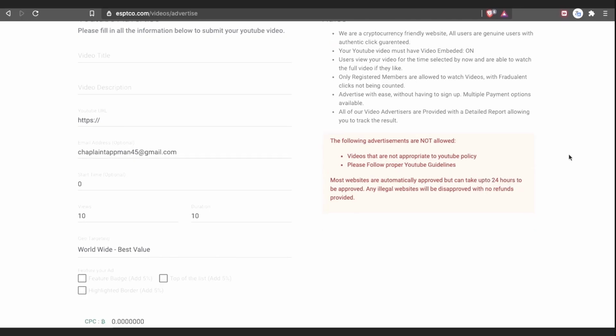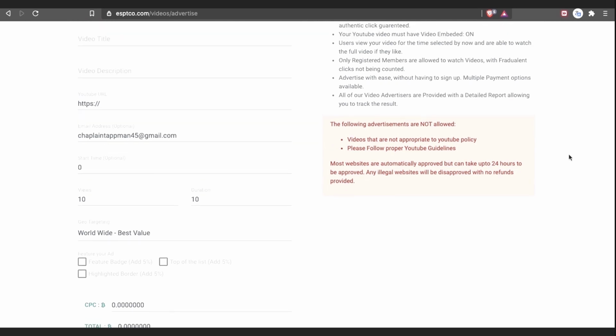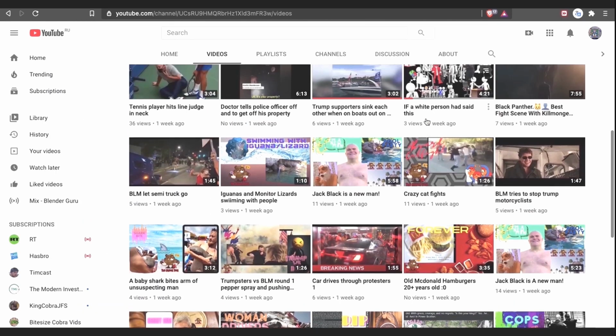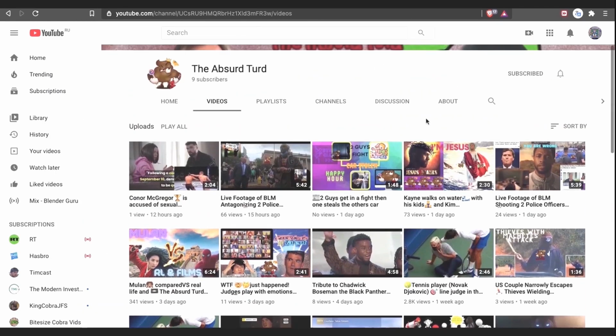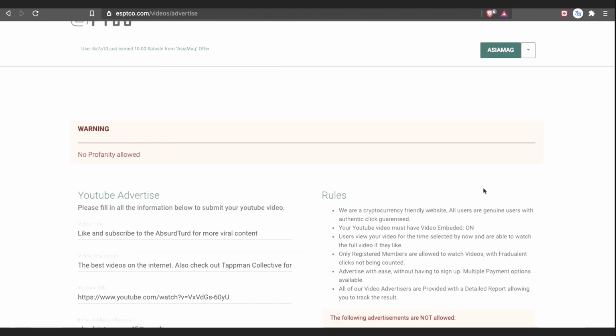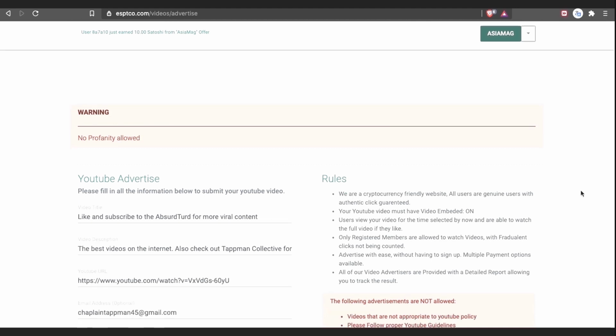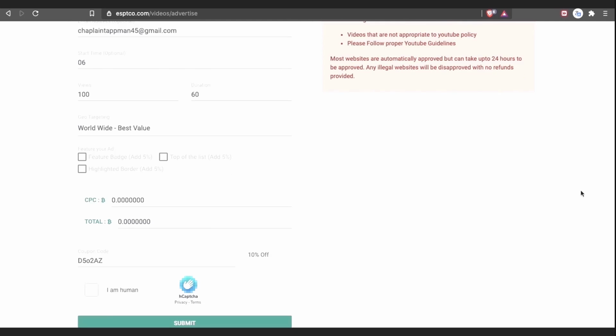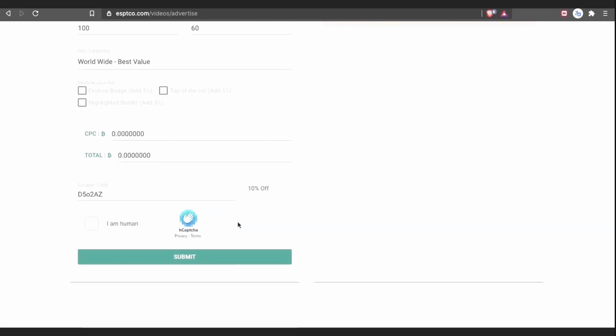Then create an ad like this. Here I'm creating an ad for a YouTube video. The idea is exactly the same if you're making a PTC ad, a pay-to-click ad. In this example, I'm advertising a friend's channel called Absurd Turd. They just make funny videos. You add the title, catchy description, the link.